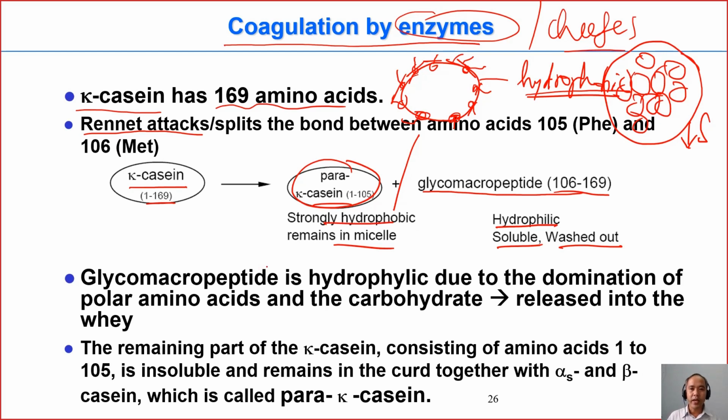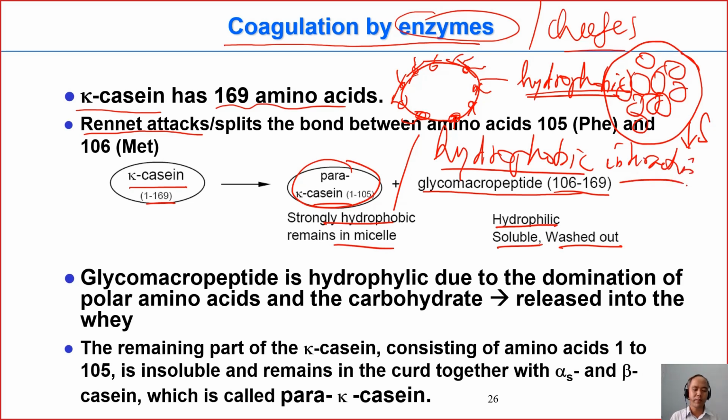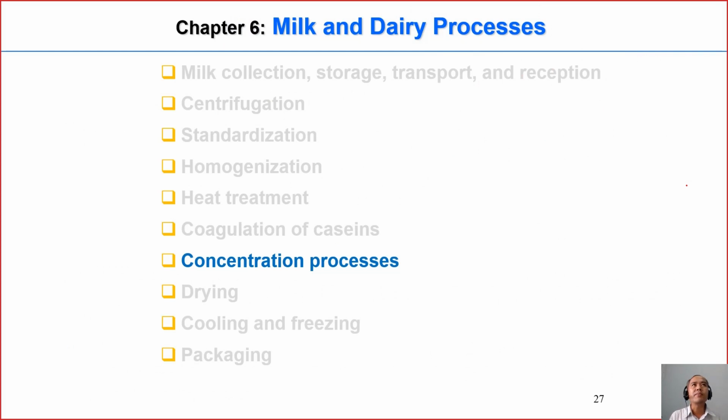Okay, so by enzyme, the coagulation is actually based on hydrophobic interaction. This is the term we call hydrophobic interaction. Right? That's the main mechanism in making cheese. And then in chapter 7, we will discuss making yogurt, we will discuss making cheese, and we will see this mechanism again. Do you have any questions for this part?